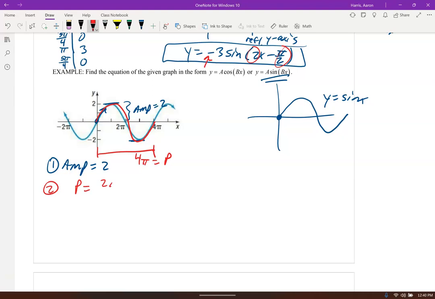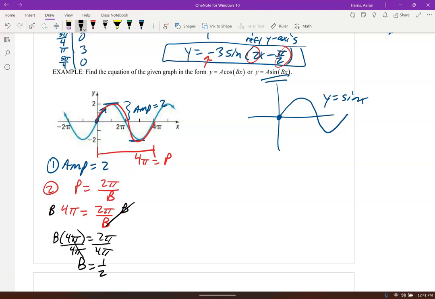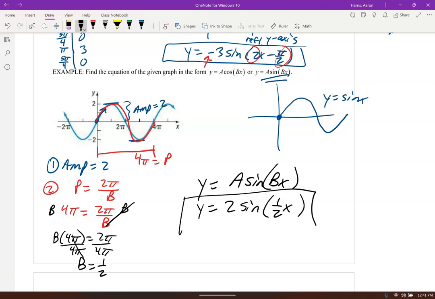Since the period is 2 pi over b, and I know that it takes 4 pi to do that, let's solve for b. Multiply both sides by b, so now we have b times 4 pi equals 2 pi, and divide both sides by 4 pi. So b equals a half. Then, for a sine bx, I know my a has got to be a positive 2. My b is 1/2, so I have a sine of 1/2 x, or x over 2. And that's my equation for that one.